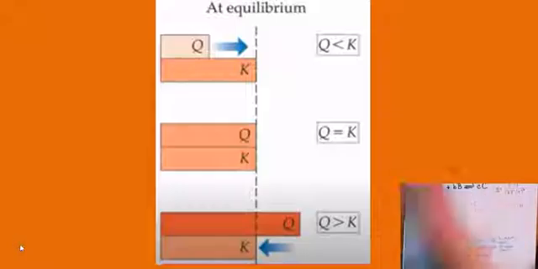I really like this graphic, and the dotted line is equilibria. That would be the quantity of K. And if Q is less than that, we are moving right, making more product. And then the bottom one, if Q is too great, we need to decrease it. So we'll be shifting left to reach K.